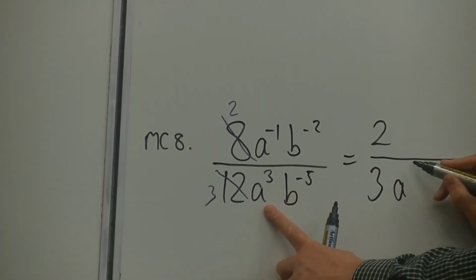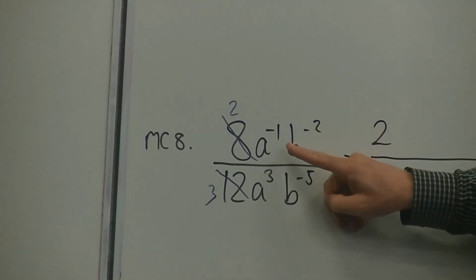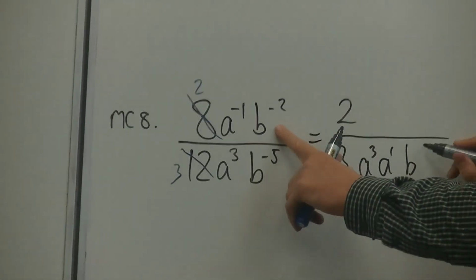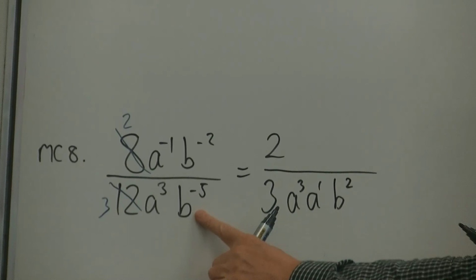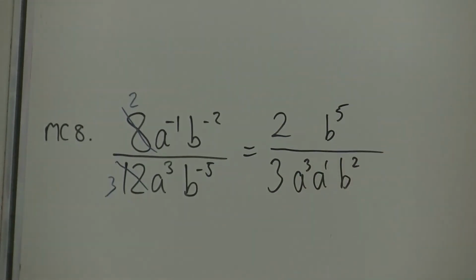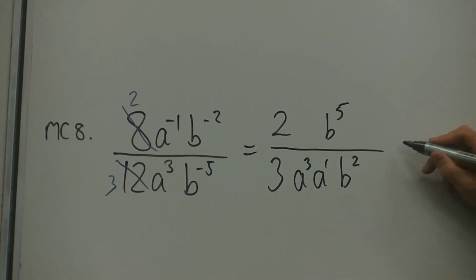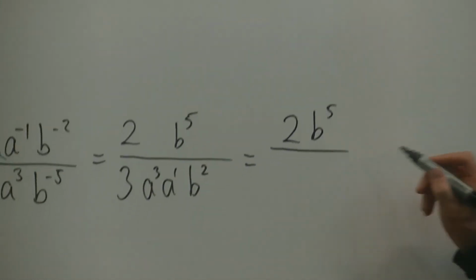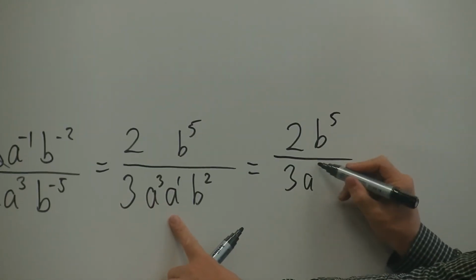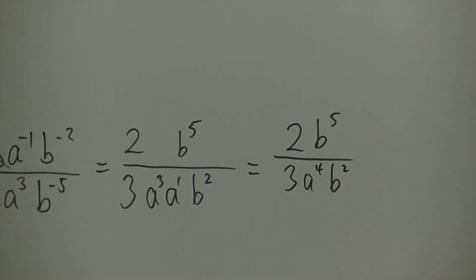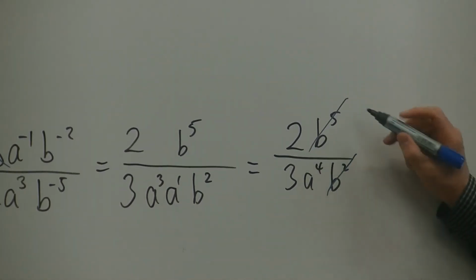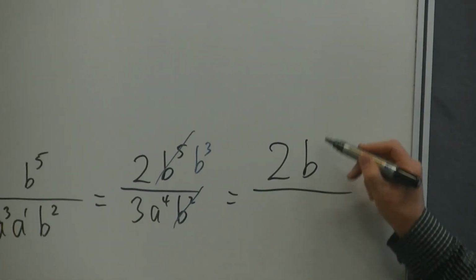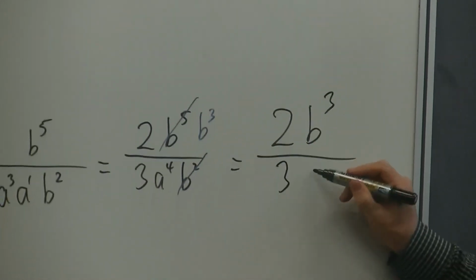So we've got an a cubed on the bottom, we're going to leave that there. To make a to the power of minus 1 positive, we'll bring it down to the bottom. And we'll bring the b squared down to the bottom, it makes a positive power as well. B to the minus 5, bring it to the top, and it becomes b to the power of positive 5. Now we just have to simplify along there, so we've got on the top line 2b to the power of 5 over 3 a to the power of 4 b squared, and last step, cancel the b squared with the b to the power of 5, and we have finished. So on the top line we've got 2b cubed, and on the bottom line we've got 3a to the power of 4.